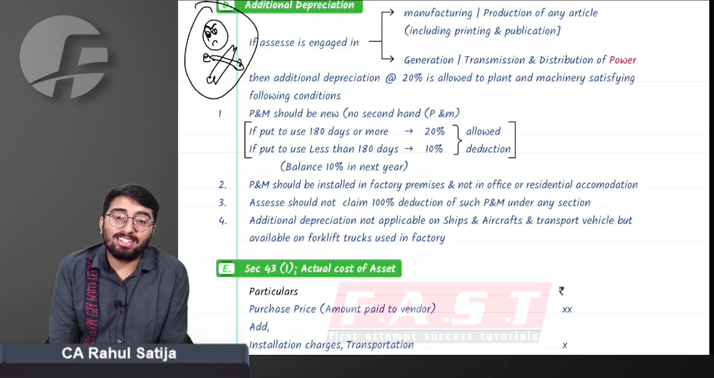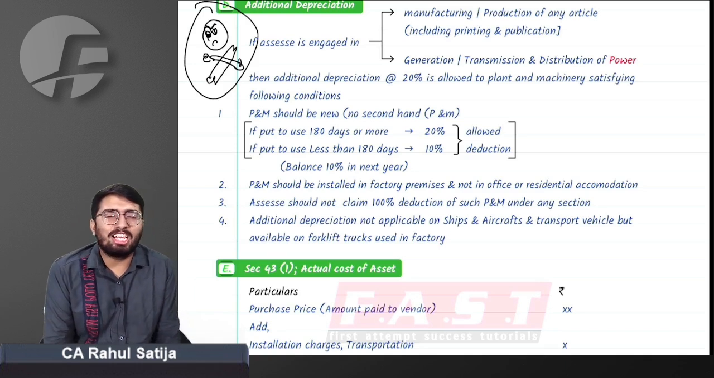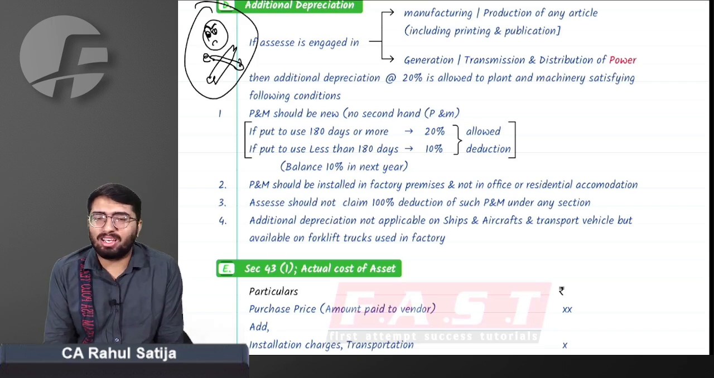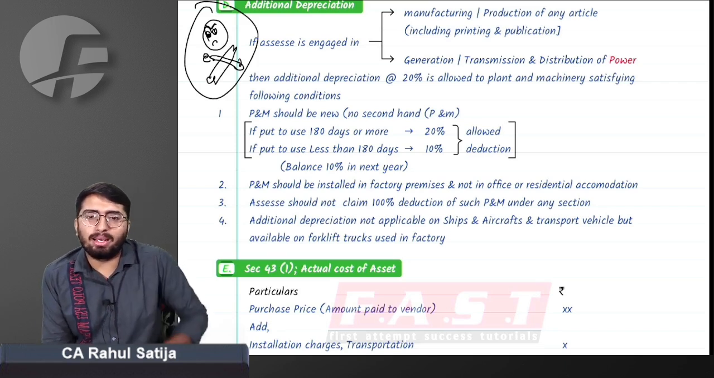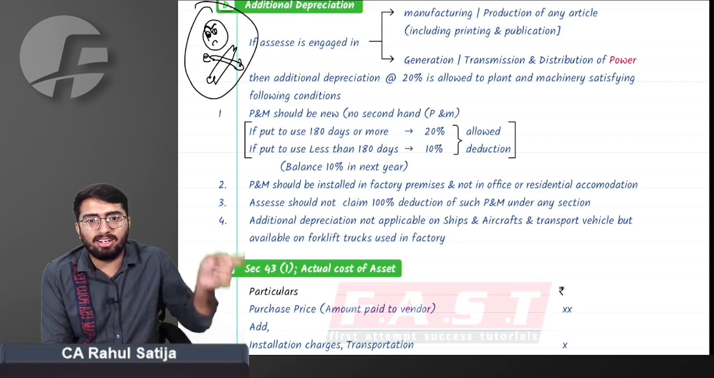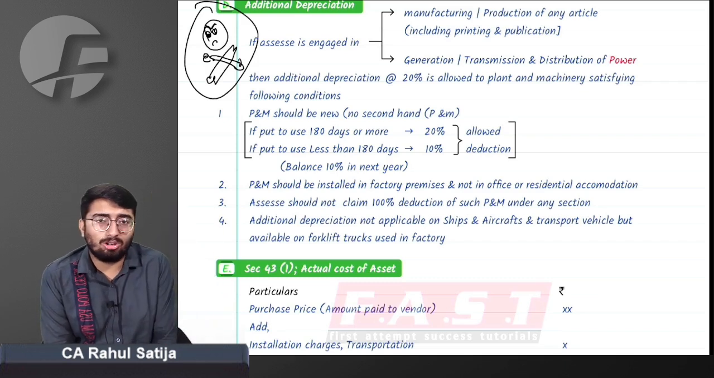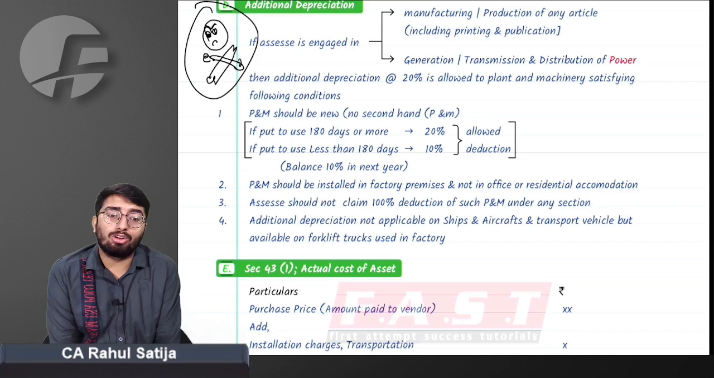The actual cost of the asset has to be added to the WDV, not any amount as per your will. Any kind of expenditure that you make, you cannot add it to WDV. Only the items given under section 43(1) will be allowed to be added to the actual cost of the asset, and you can claim depreciation on that amount only.